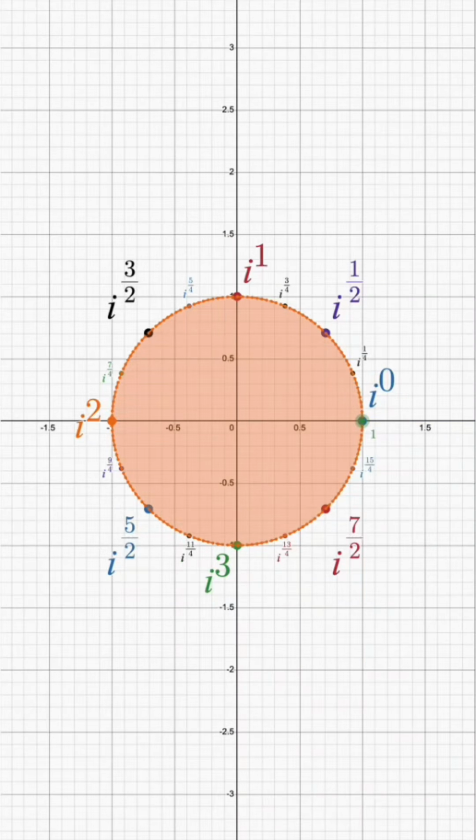The area of that circle is, yep, you guessed it, it's pi. So that's how we go from I to pi.